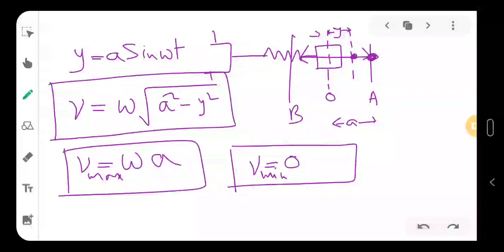But remember that at the extreme point, the acceleration of the bob is always maximum. Please do remember this, that the acceleration is maximum at the extreme points and acceleration is minimum at the center, whereas the velocity is maximum at the center and the velocity is minimum at the extreme points, that is 0. This is the situation for all oscillating systems or all simple harmonic motions.